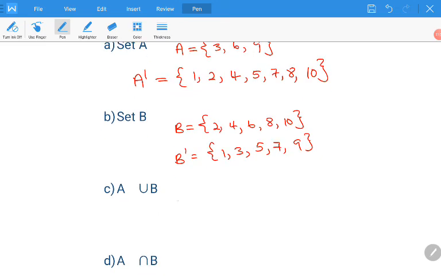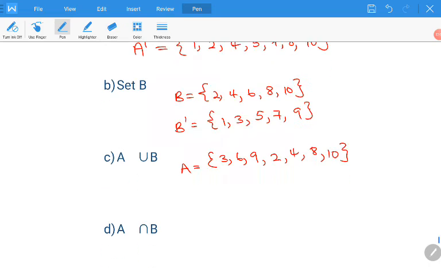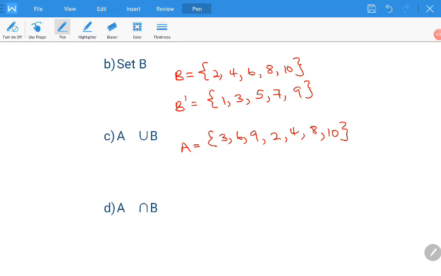A union B is given by, we take A as it is, so it's 3, 6, 9. And B is 2, 4, 6. We are not going to include 6 because it's already in. And we have 8 and 10. Sorry, this is A union B. So the complement of A union B is (A union B) complement.